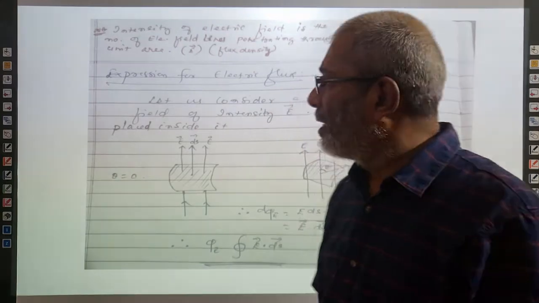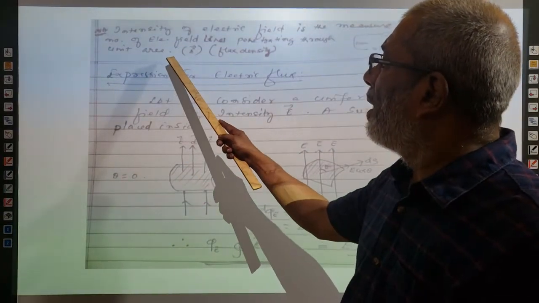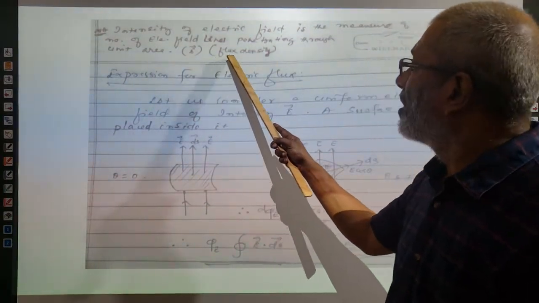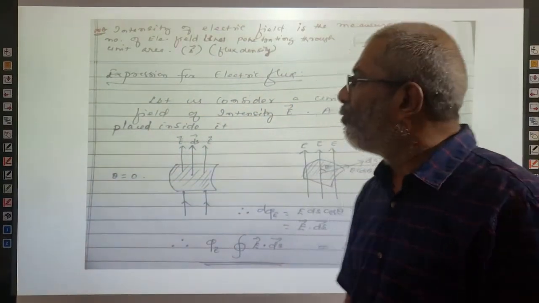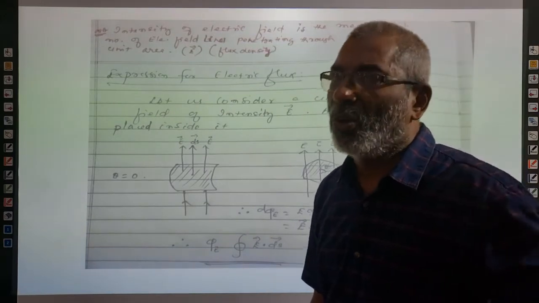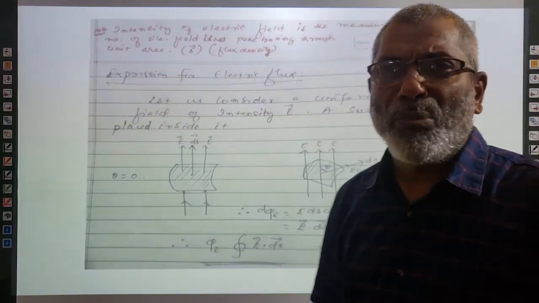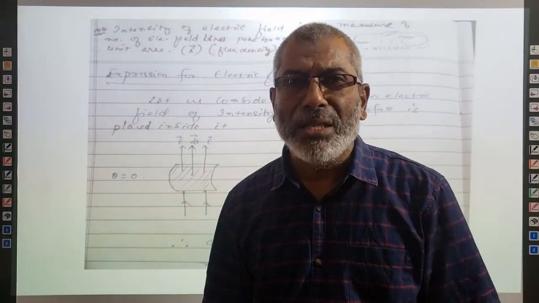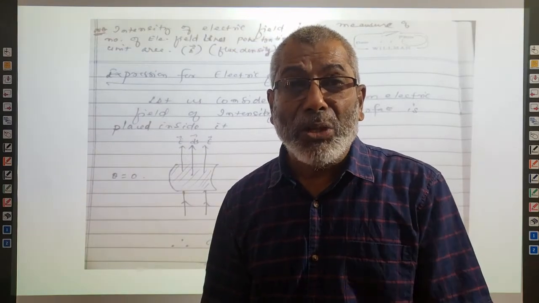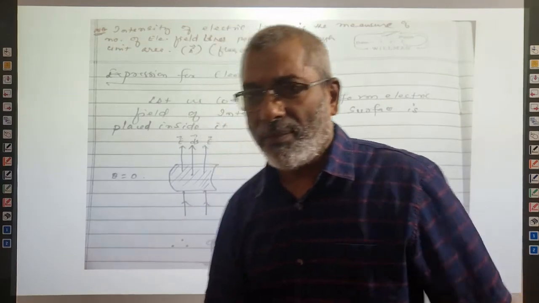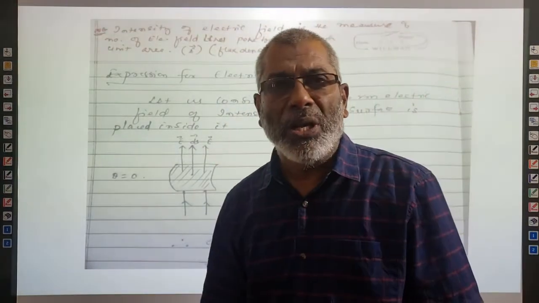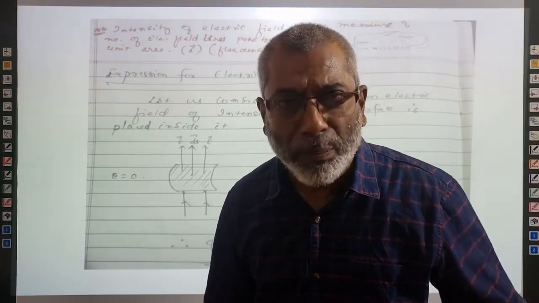There is another name also given to this term, that is flux density. So today onwards, remember, flux density is also intensity of electric field only. What is that? The total number of electric field lines in an electric field penetrating through unit area is called flux density. So flux density is numerically equal to intensity of electric field only. Remember that, please.